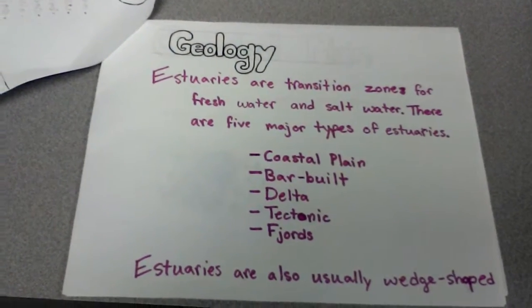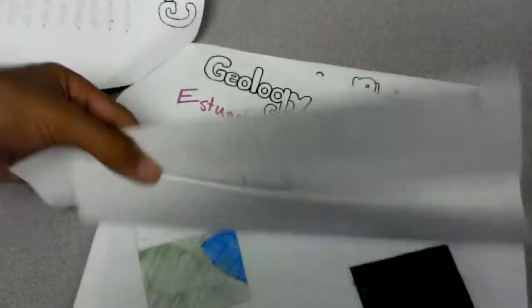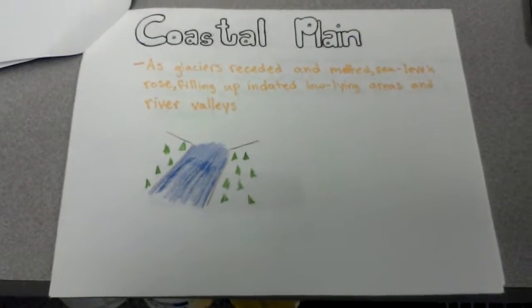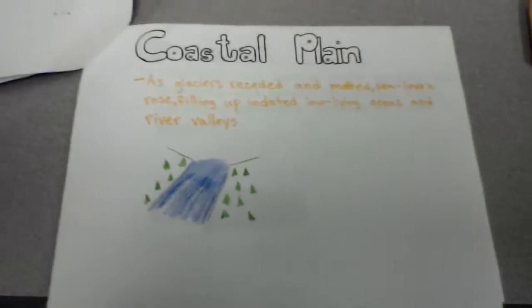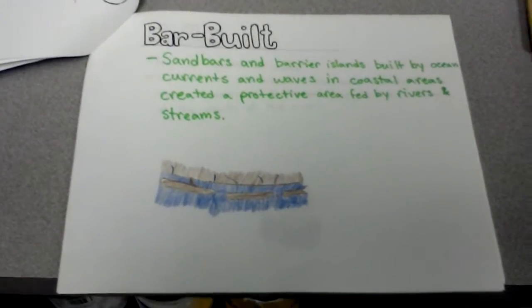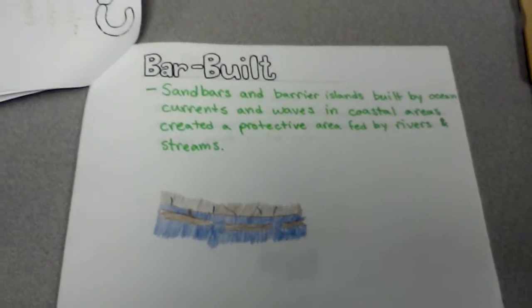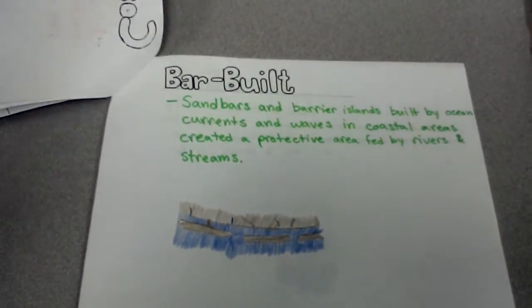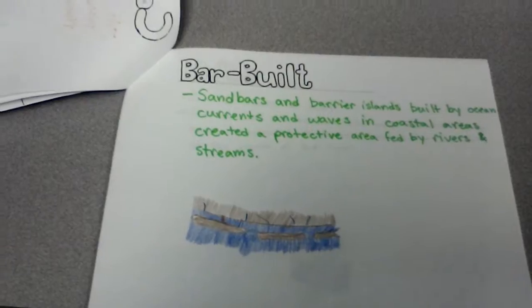Coastal plain. As glaciers receded and melted, sea levels rose, filling up inundated low-lying areas and river valleys, as seen in the diagram. Bar-built. Sandbars and barrier islands built by ocean currents and waves in coastal areas created a protective area fed by rivers and streams.